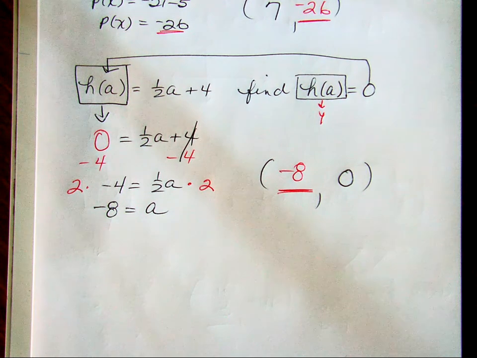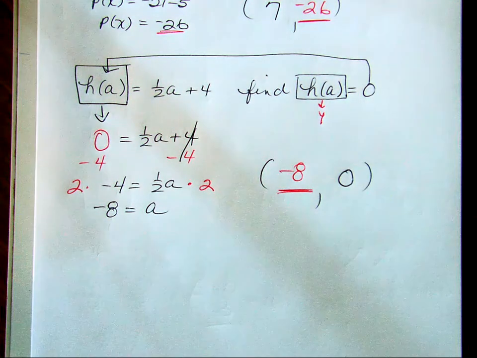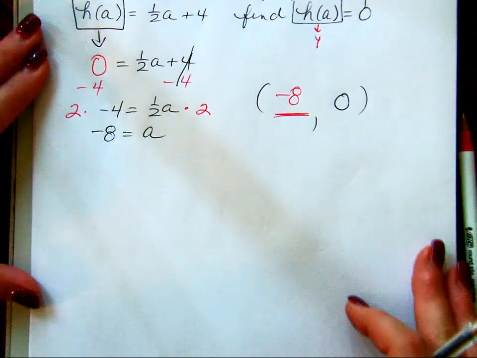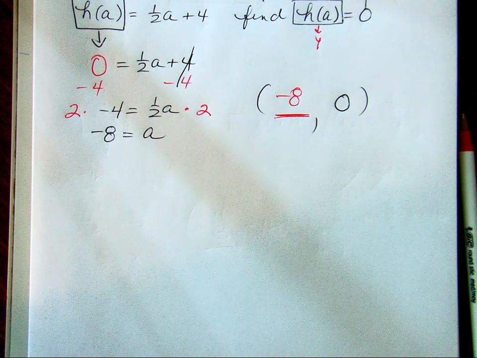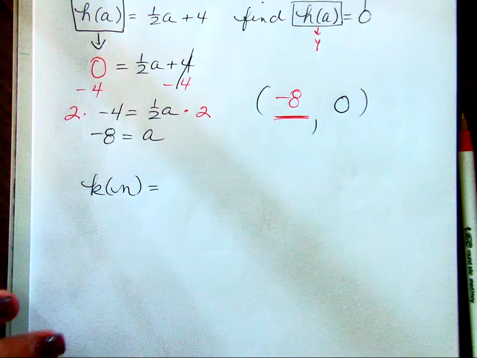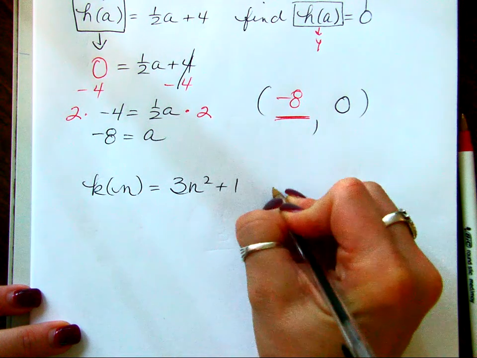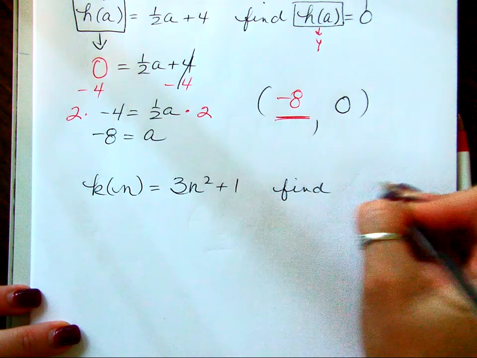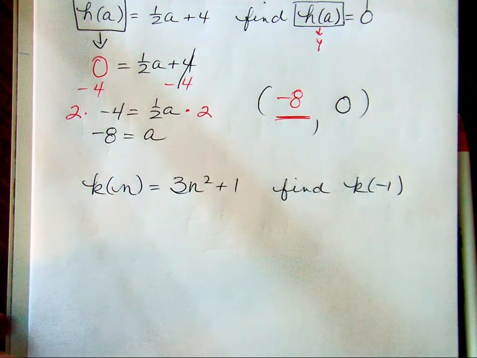Okay, I'm going to show you 2 more problems, and then that's it. So it's really all you have to know is where do I put it. So we're going to do one with some exponents because we need a little practice on those, and one with some parentheses, okay? So let's say k of n is equal to 3n squared plus 1. And I'm going to ask you to find k at negative 1.